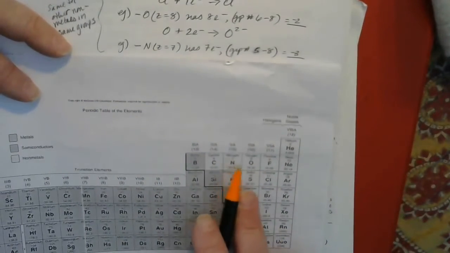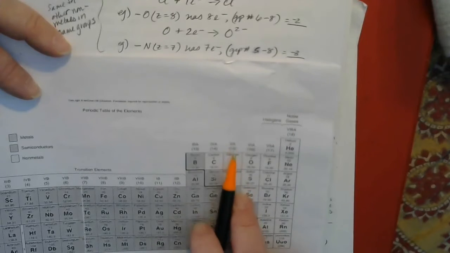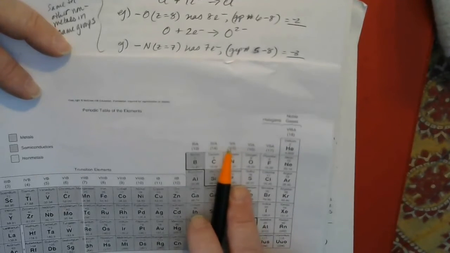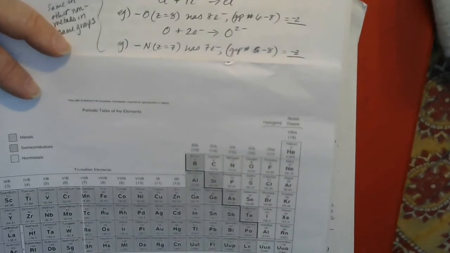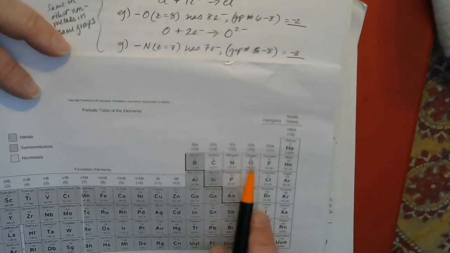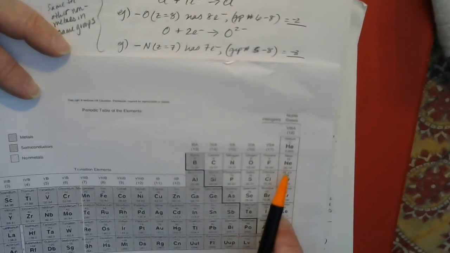Nitrogen is in group 5, so it has 7 electrons total. The charge on the ion would be 5 minus 8, which is -3. Or in other words, it gains 3 electrons to the point where it has 10 electrons, just like neon.